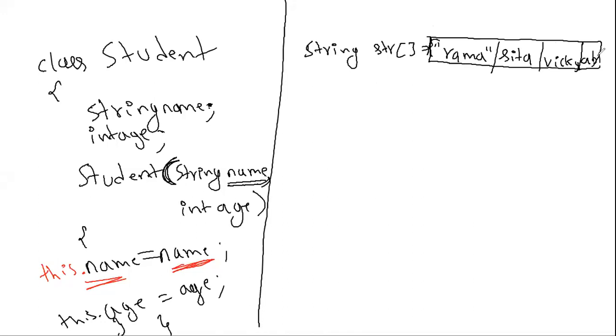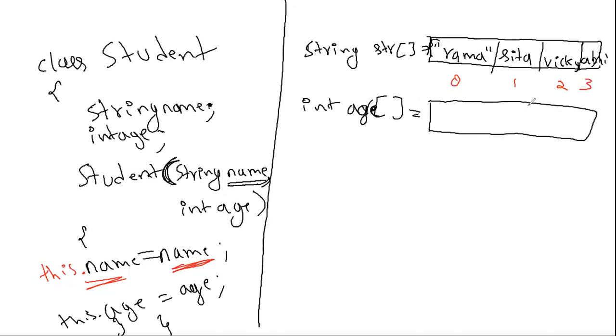Let's write the indexes also. So the indexes are 0, 1, 2, and 3. So we have one more array, an integer type array. Let me name it age, age will be the better name for it. So there are ages here. Let me give random ages. Abhi will have age 25. Then Vicky will have age 3, Sita will have age 18, and Rama will have age 20. So indexes also have to be given: 0, 1, 2, and 3.